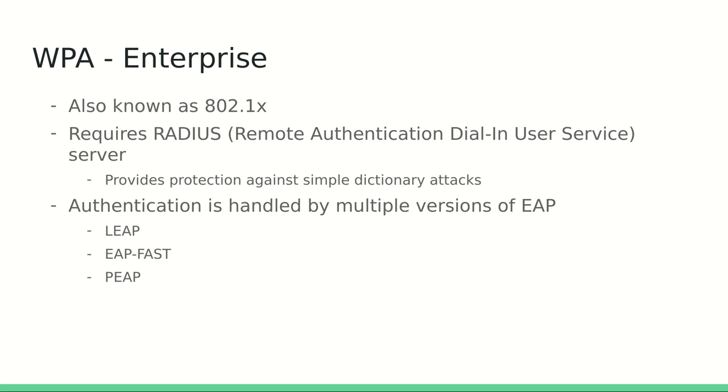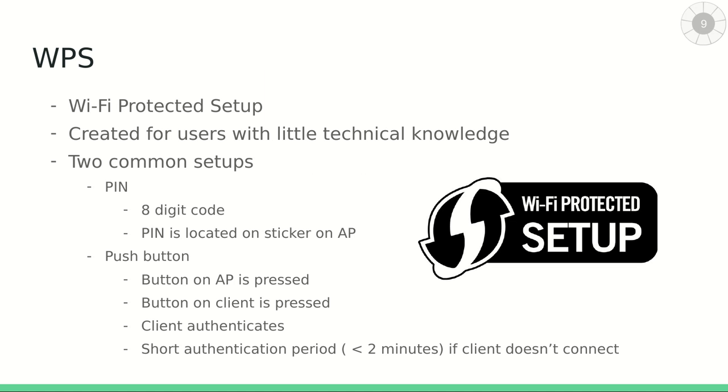Authentication is handled by EAP, of which there are a couple prominent versions. There's LEAP, EAP-FAST, and PEAP, which if you've ever had to manually configure something for UC's network, you'd know they use. And then WPS is another standard.